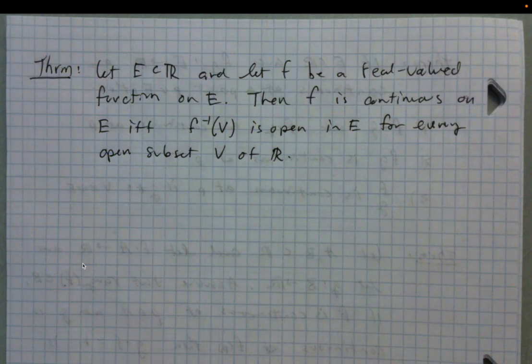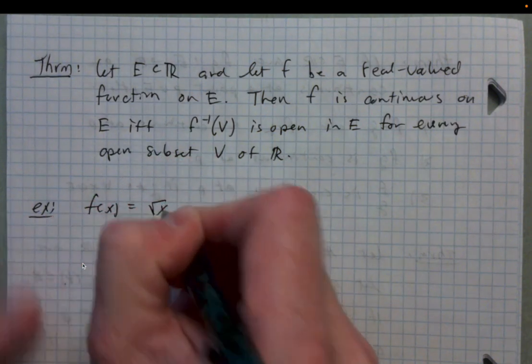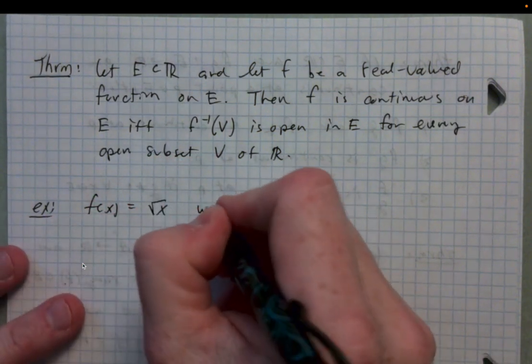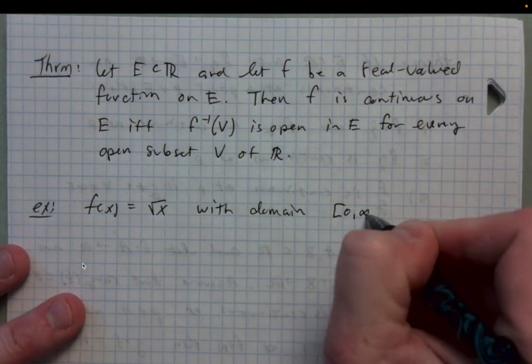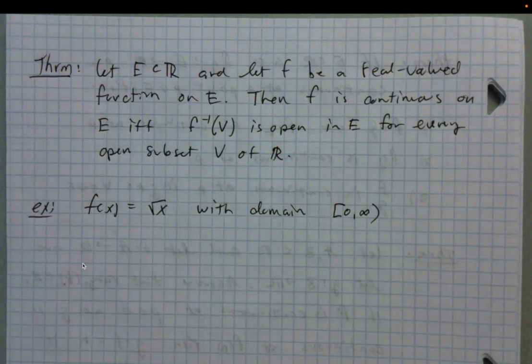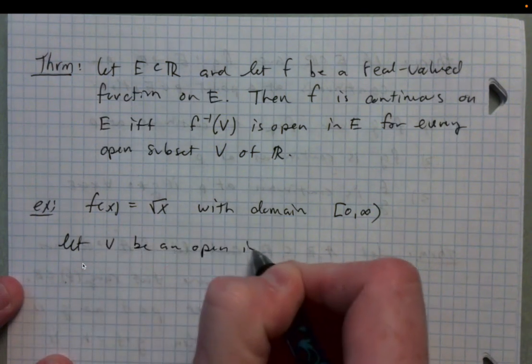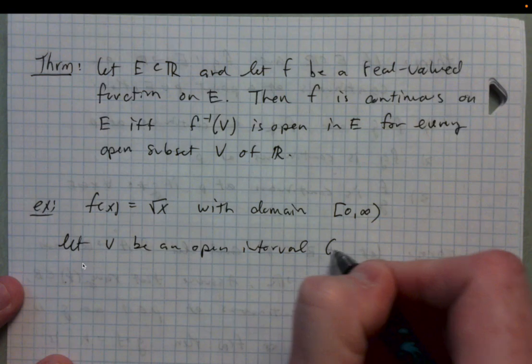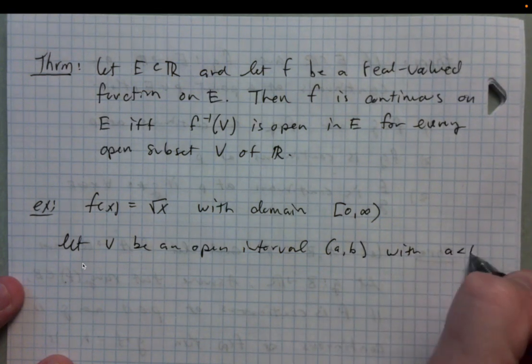So let's illustrate the theorem. Let's illustrate this theorem for a particular function. So let's think about this function, f of x equals the square root of x. And then let's say the domain is 0 to infinity. Okay. So let's suppose that V is an open interval. So let's let V be an open interval, we'll just say AB, with A less than B, right?